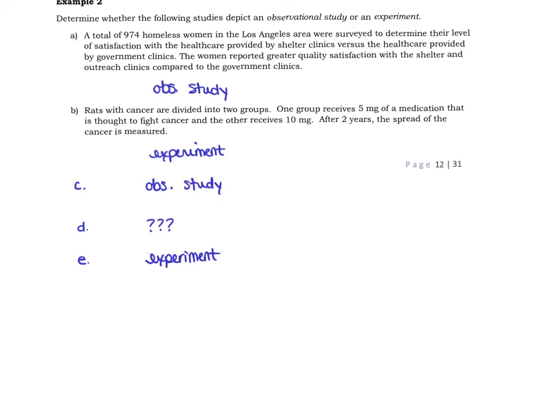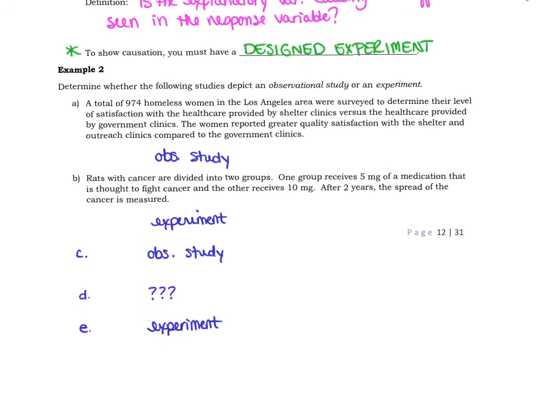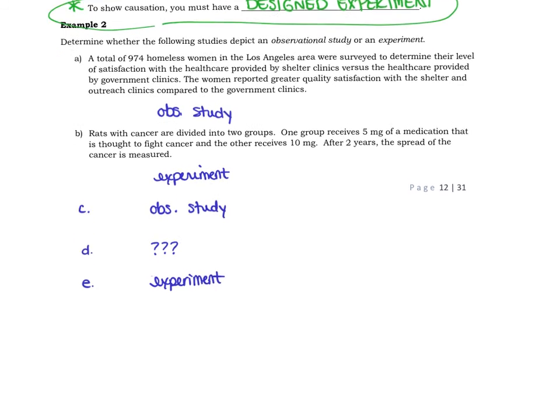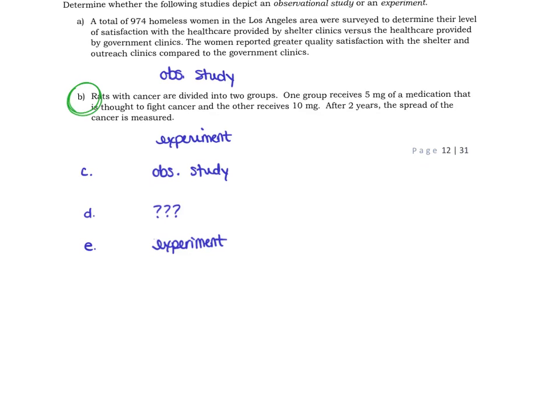And then E, for the 7th graders, since one has traditional techniques and the other has reform method, that is an experiment. And so then after that, it says, circle the studies where a conclusion of cause and effect is possible. Well, that goes right back to what we said right prior to example 2. Right here, to show causation, you must have a designed experiment. So the ones of these that can show causation would be B with the rats and E with the 7th graders.